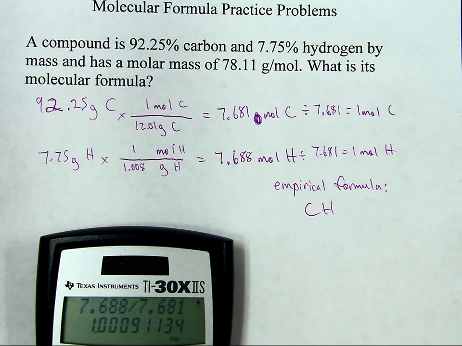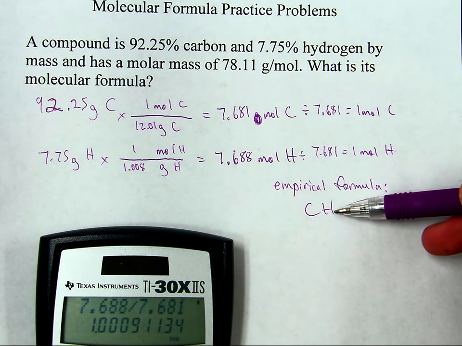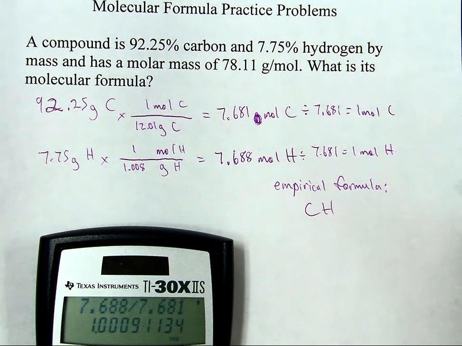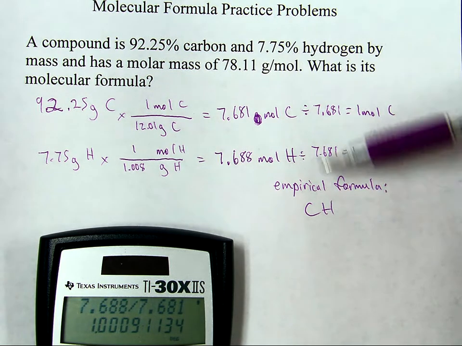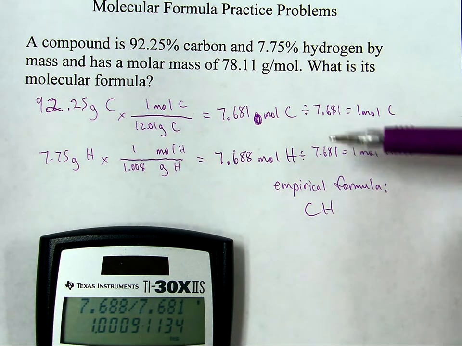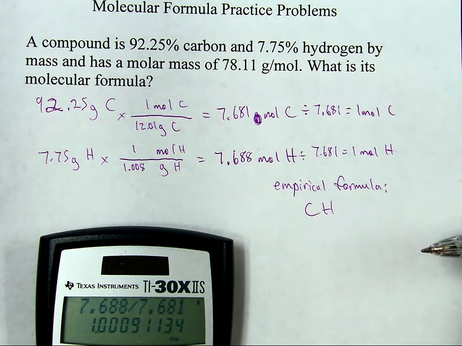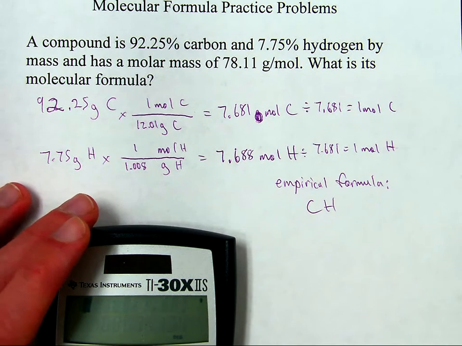But of course, we're not looking for the empirical formula. We're trying to find the molecular formula. So here's the plan. We need to see how the molar mass of this compares to the molar mass of the molecular formula. If the molar mass of this is half of what it should be, we times the formula by 2. If it turns out that it's only a third of this, we times it by 3. If it turns out it's a fourth of this, we'll times it by 4, etc. So let's see. What is the molar mass of this formula?